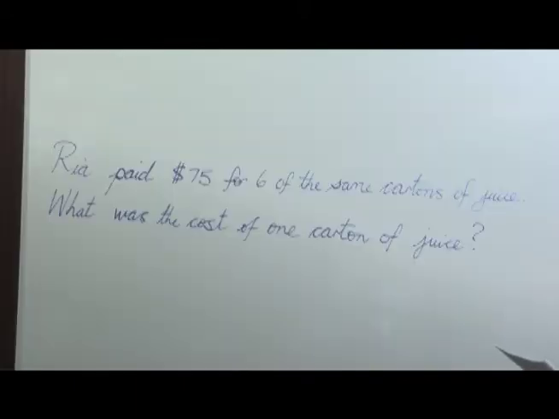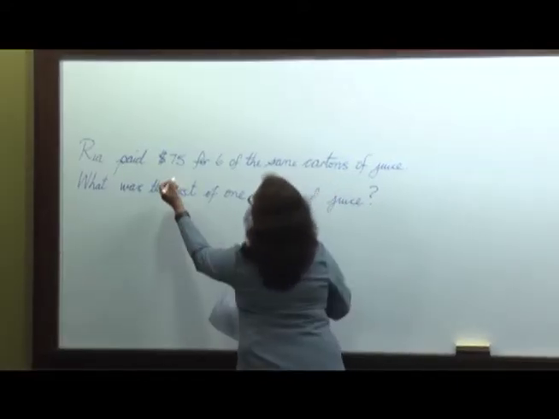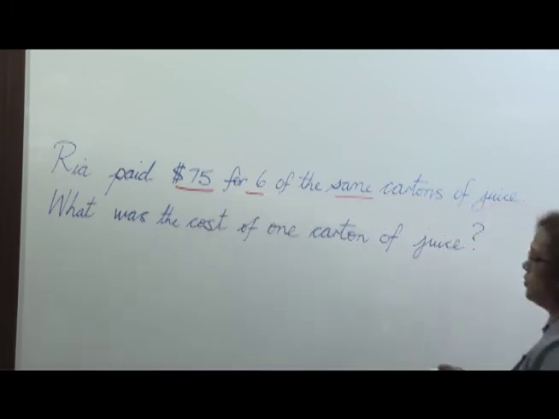Let's read our question. Rhea paid $75 for 6 of the same cartons of juice. What was the cost of 1 carton of juice? And again, we are going to try to understand our problem following our Polya's 4-step model for solving problems. Let's look at the information that we have in the problem. We know that Rhea paid $75, so she spent $75 for 6 of the same cartons of juice. And we want to find out the cost of 1 carton of juice.